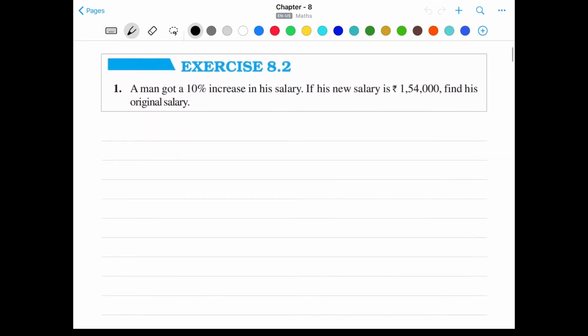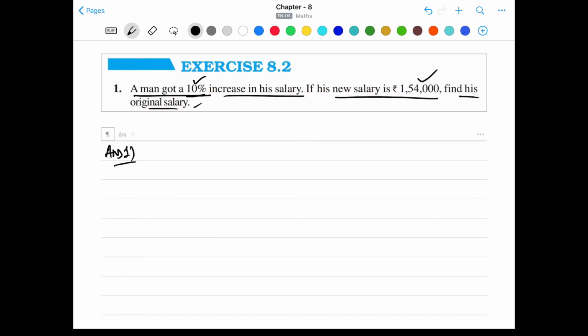Question number 1 of exercise 8.2 is: a man got a 10% increase in his salary. If his new salary is 1,54,000, find his original salary. So the question is, a person has some original salary, and after an increase of 10% on that original salary, his new salary becomes 1,54,000. We are asked to calculate his original salary. So let's start with the answer.